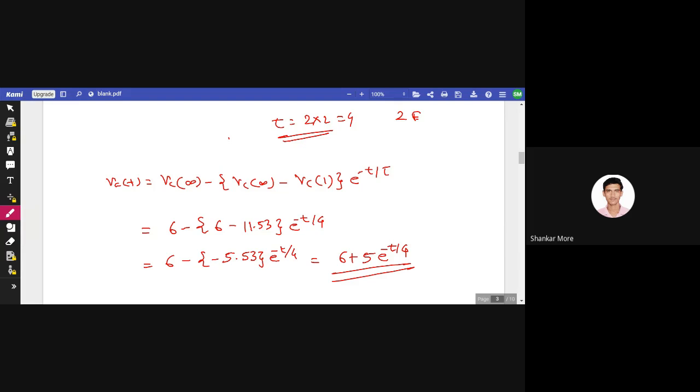Now calculate the value at t equals 2. Put the value of t equals 2 and with all the values you have, 6 plus 5 into e raised to minus 2 by 4, or e raised to minus 1 by 2. Calculate the value of e raised to minus 1 by 2, multiply it by 5, and add that value to 6.